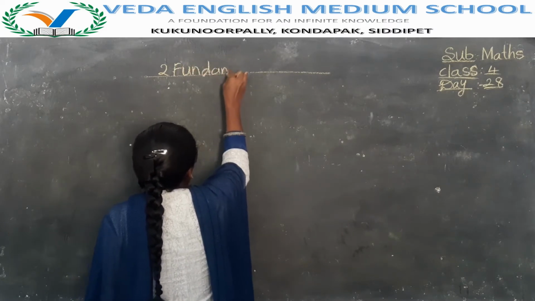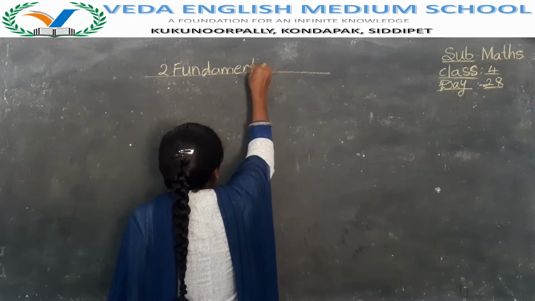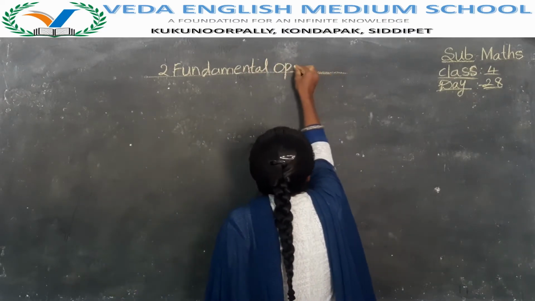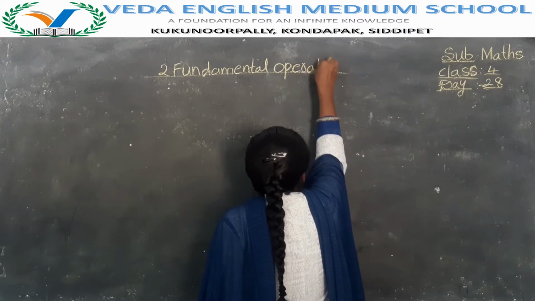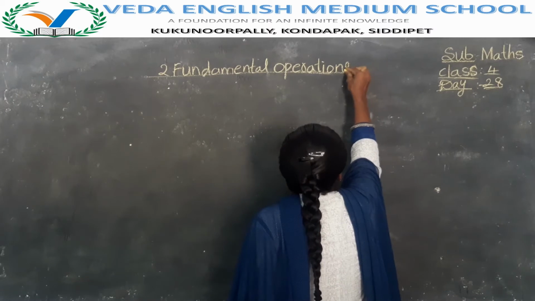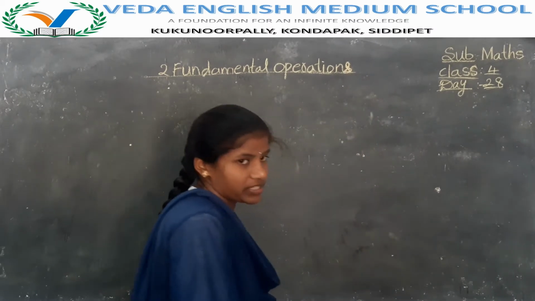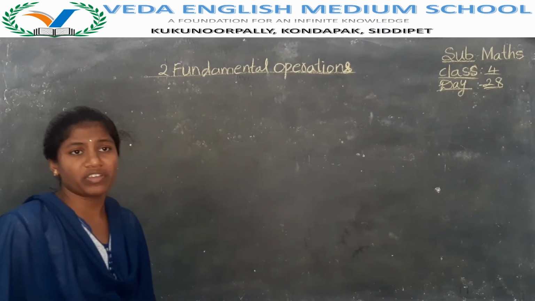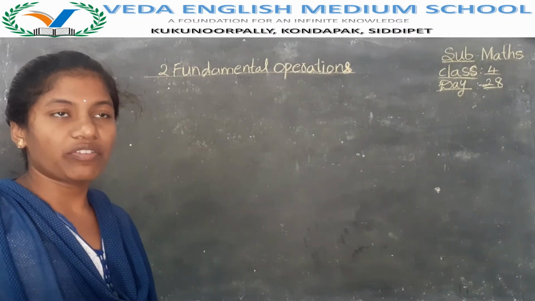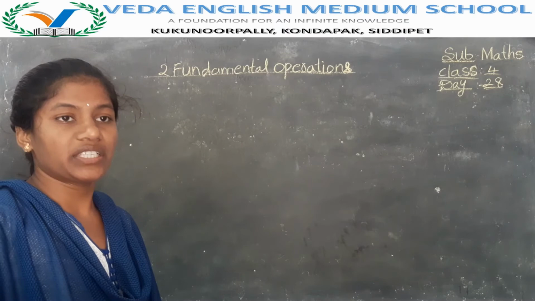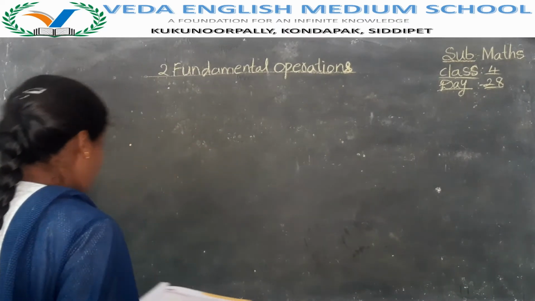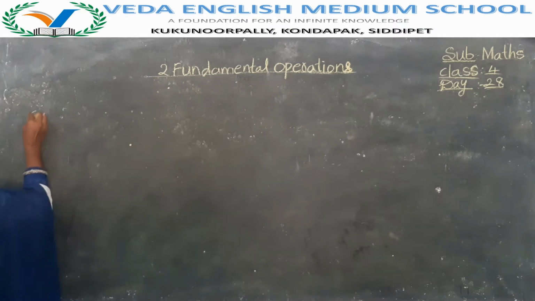Fundamental Operations. What are the fundamental operations? The fundamental operations are addition, subtraction, multiplication, division. These are the four fundamental operations. In the four fundamental operations, we have learned about addition and subtraction. Now, today we are going to learn addition and subtraction. That means combination of both addition and subtraction.